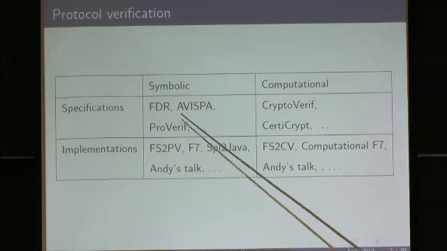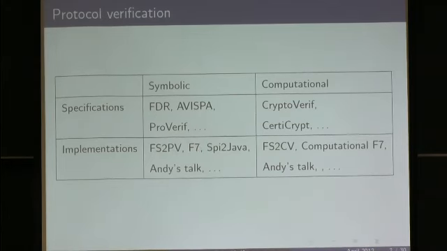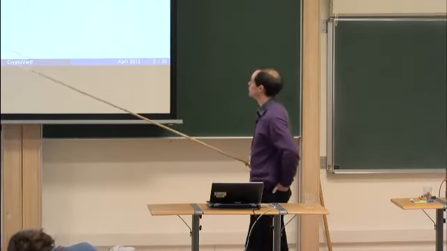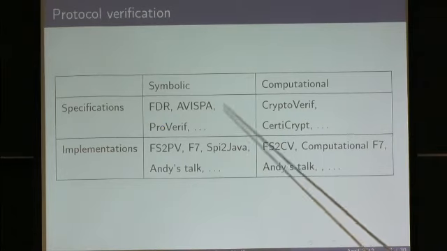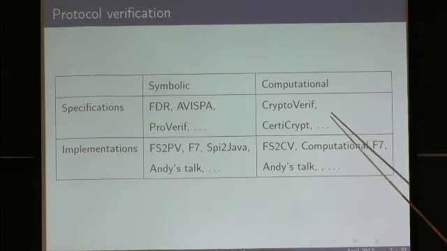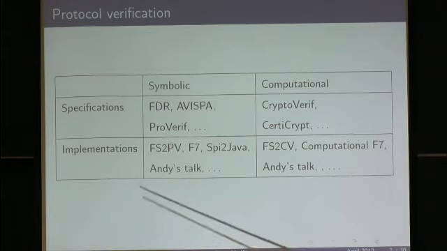for verifying specifications like FDR, for example, which was the first model checker used to verify the Needham-Schroeder protocol, and more recent ones like AVISPA or ProVerif. In the computational model, you have tools like CryptoVerif or CertiCrypt, which relies on the Coq prover. And for verifying implementations, many of these tools have already been presented by Andy on Monday.